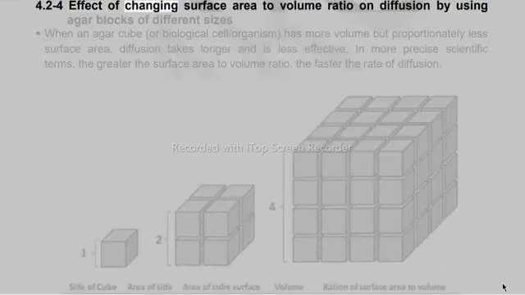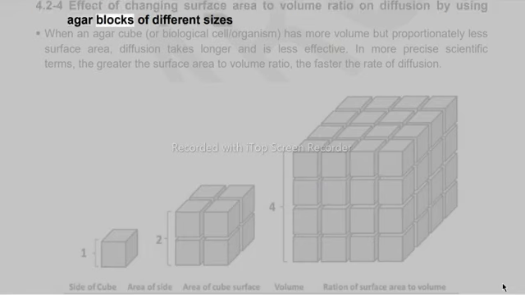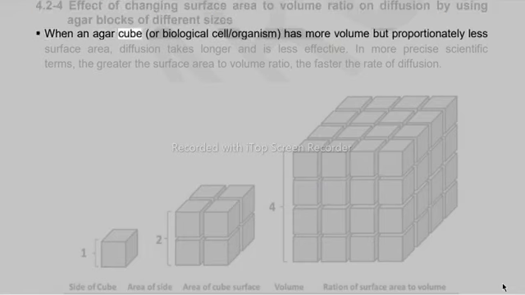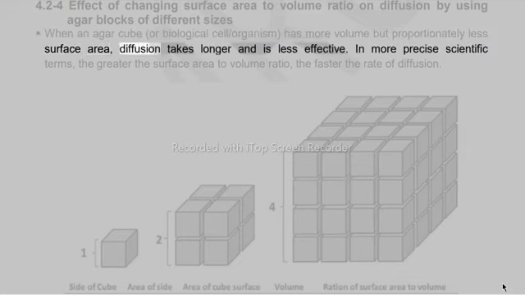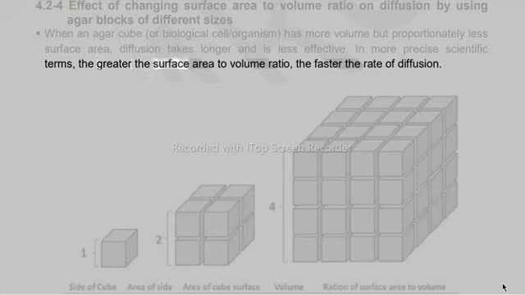4.2-4 Effect of changing surface area to volume ratio on diffusion by using agar blocks of different sizes. When an agar cube, or biological cell or organism, has more volume but proportionately less surface area, diffusion takes longer and is less effective. In more precise scientific terms, the greater the surface area to volume ratio, the faster the rate of diffusion.